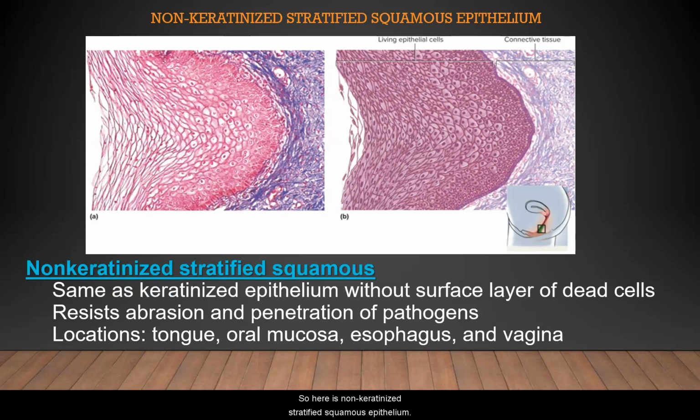So here is non-keratinized or keratinized stratified squamous epithelium. Non-keratinized is the same as keratinized, meaning having a bunch of keratin within it, without the surface layer of dead cells, like your skin. It resists abrasion and penetration of pathogens, and the locations you find these are the tongue, the oral mucosa, the esophagus, and the vagina.